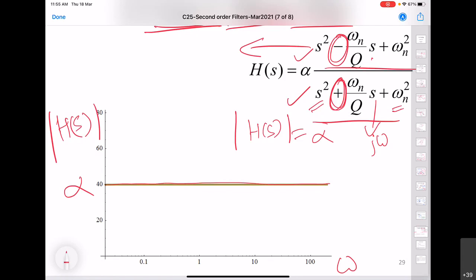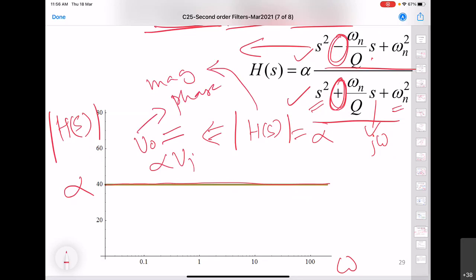It will in fact appear very surprising why we need this kind of circuit which gives the output exactly the same as the input. So here what we have is Vo is going to be equal to alpha Vi. But keep in mind that this output has magnitude and phase. That means this also has both magnitude and phase.